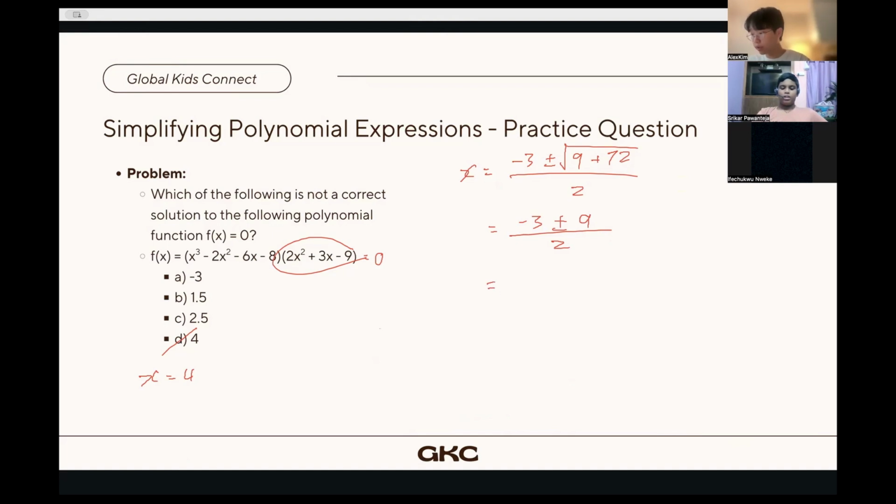If we solve through, we'll get two values, one for plus and one for minus. If it was plus 9, then we will get a value of positive 3. If it was negative 9, we will get a value of negative 6. So these will be the two answers that work: x equals 3 and x equals negative 6.